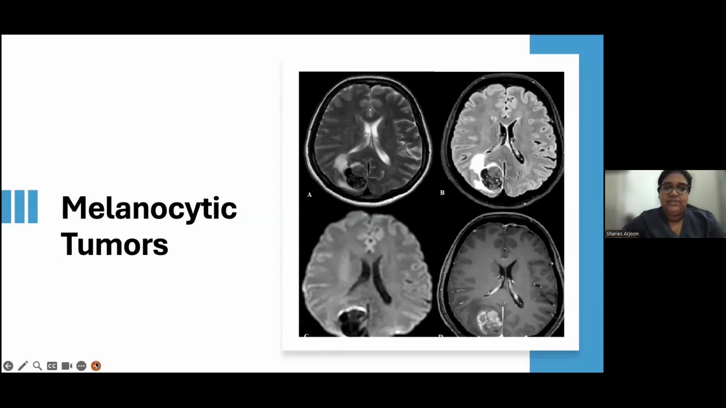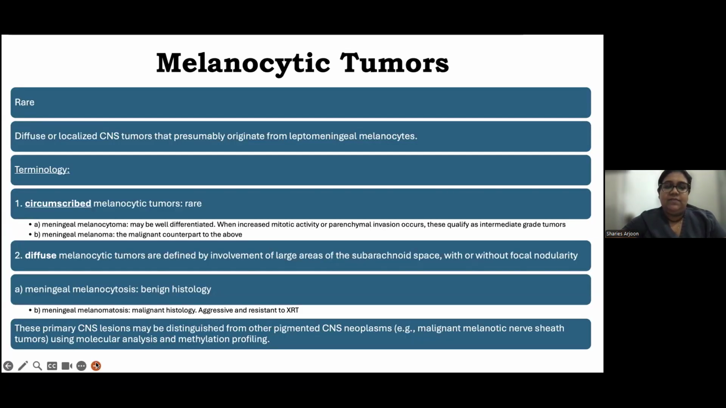Starting off with melanocytic tumors, these are rare and can be diffuse or localized CNS tumors that presumably originate from the leptomeningeal melanocytes. They can be circumscribed or diffuse. The circumscribed melanocytic tumors are the meningeal melanocytomas and meningeal melanomas, and diffuse melanocytic tumors comprise meningeal melanocytosis and meningeal melanomatosis. These primary CNS lesions may be distinguished from other pigmented CNS neoplasms, for example, malignant melanocytic nerve sheath tumors, using molecular analysis and methylation profiling.